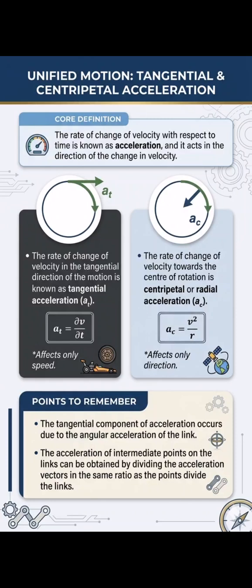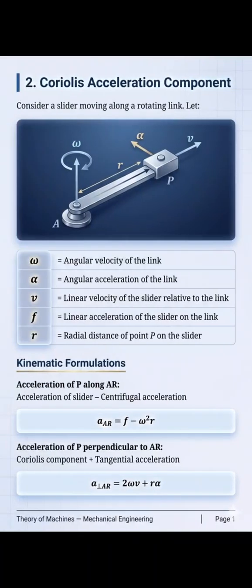The rate of change of velocity in the tangential direction of the motion is known as tangential acceleration, a_t equal to dv by dt, whereas the rate of change of velocity towards the center of rotation is centripetal or radial acceleration, a_c equal to v square by r. The tangential component of acceleration occurs due to angular acceleration of the link. The acceleration of intermediate points on the link can be obtained by dividing the acceleration vector in the same ratio as the points divide the link.